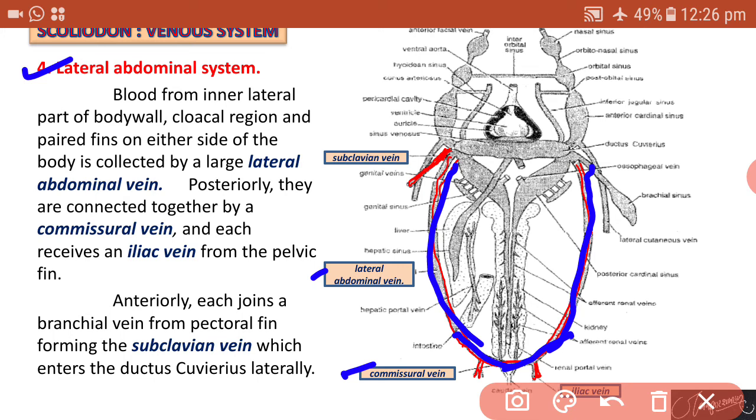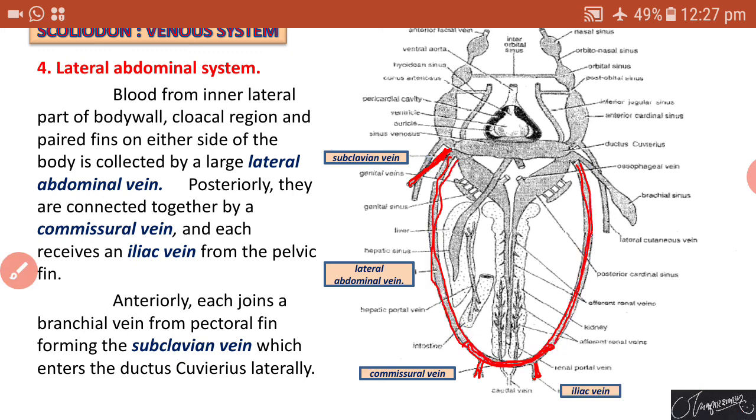This lateral abdominal vein has another connection, a pair of blood vessels connected with this lateral abdominal system, called the subclavian vein. This subclavian vein collects blood from the pectoral fins. Also, there are iliac veins which collect blood from the pelvic fins. So, these are some branches having the relation with the lateral abdominal system.